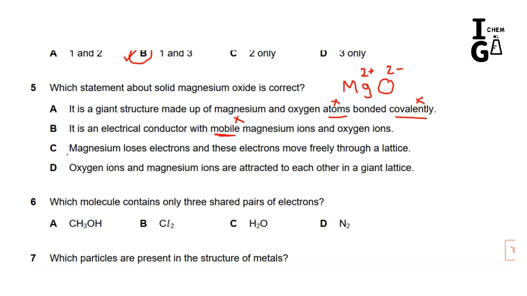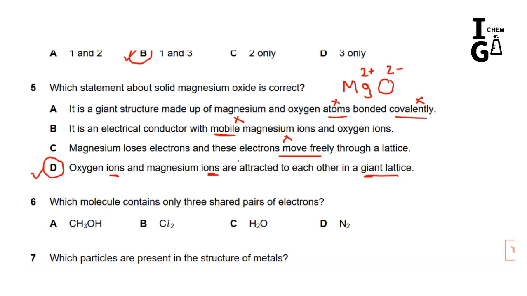So let's move to letter C. Magnesium loses electrons, and these electrons move freely through a lattice. So actually, guys, this is also not correct because the electrons lost by magnesium are gained by oxygen, not to move freely like metals. So it means the final should be the correct answer because here oxygen ions and magnesium ions, ions and ions, are attracted to each other in a giant lattice, which is crystal lattice. So actually, this is the correct answer.